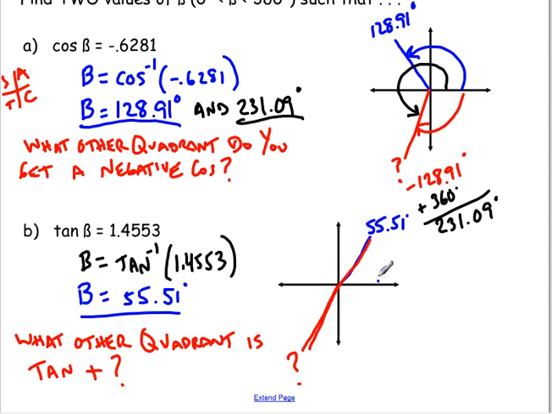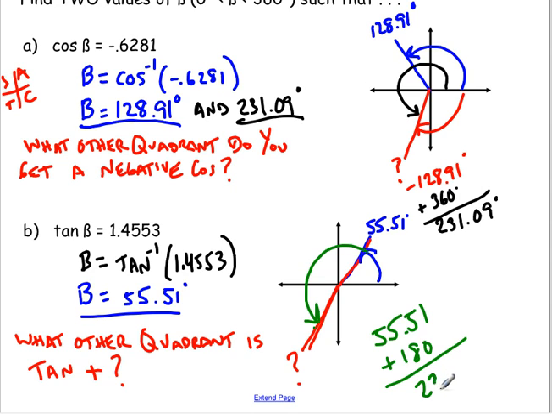Okay, so remember, I had to go this direction, 55.51 degrees, and I want to go that much more. How much more am I adding on? How much more is this green stuff? That green stuff is 180 more degrees. So take the 55.51 and add 180 degrees, and you're going to get 235.51. Does that sound right?